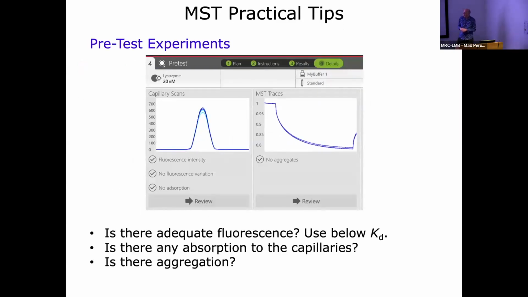So you can do a kind of pre-test in here. The software will lead you through step by step, and it will tell you, well, you're putting it into capillaries, what are the capillaries going to look like? That looks okay. The intensity looks okay, the variation is good, you don't need any absorption. And then the MST traces, this is only for free samples. Looks okay. So again, we're going to use the fluorophore at a really low concentration below the KD. And you need to check whether there is any absorption or whether there's any aggregation.